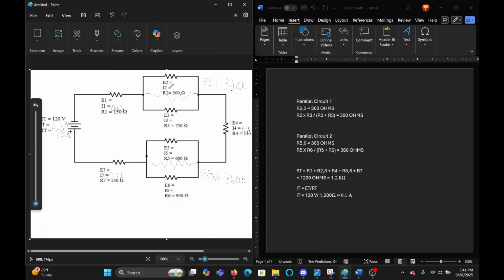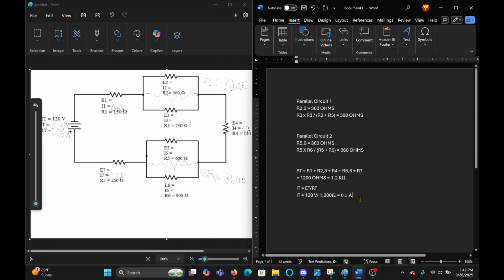So both of these currents, I2 and I3, when they combine together, add up to 0.1 amps. That's where you went wrong in your equation. So right here, since we have this and this and this, we can solve for E1.